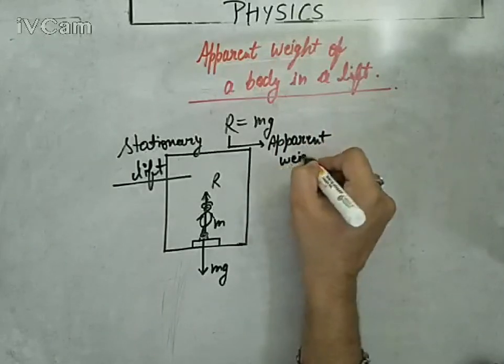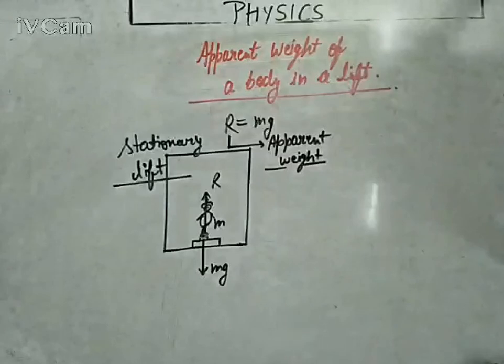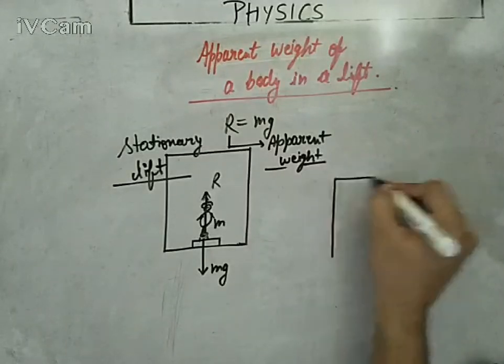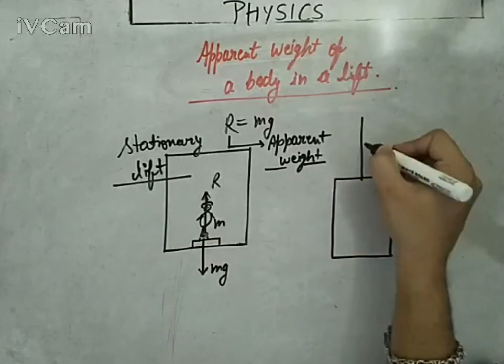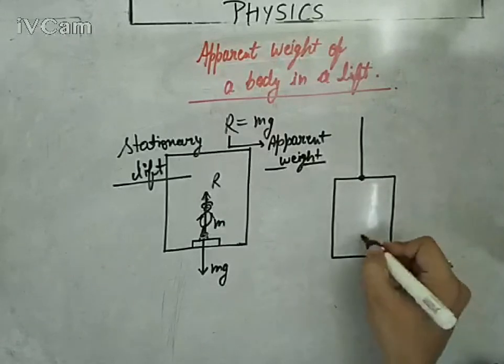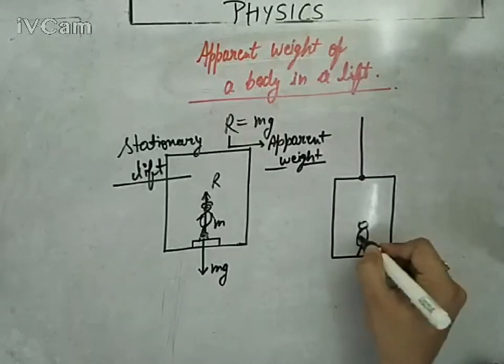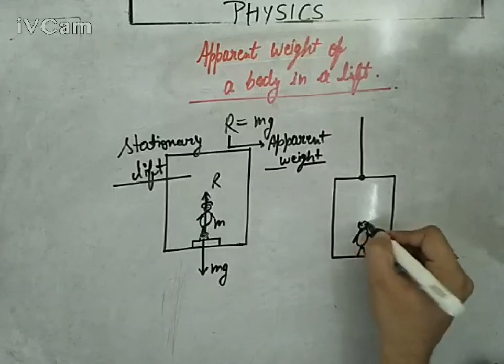If you want to measure the apparent weight of a body in a moving lift, you need to calculate R every time. So let's take three particular examples. In a stationary lift, the person will feel his real weight. But in a situation when the lift is being accelerated, keep in mind it is not moving with a constant velocity, it is moving with a constant acceleration. It is uniformly accelerated with an acceleration a.